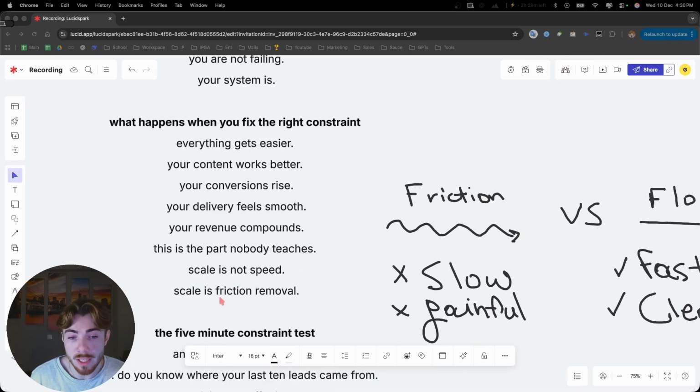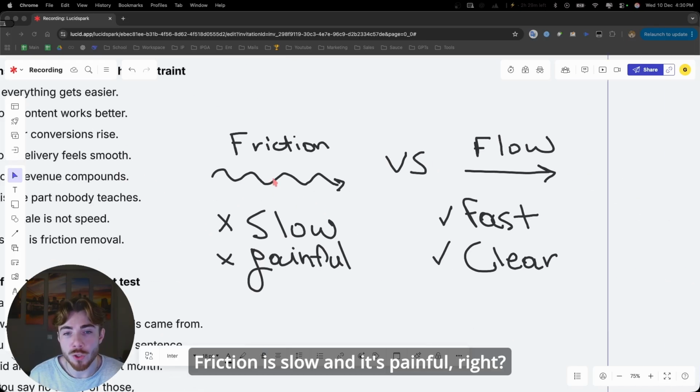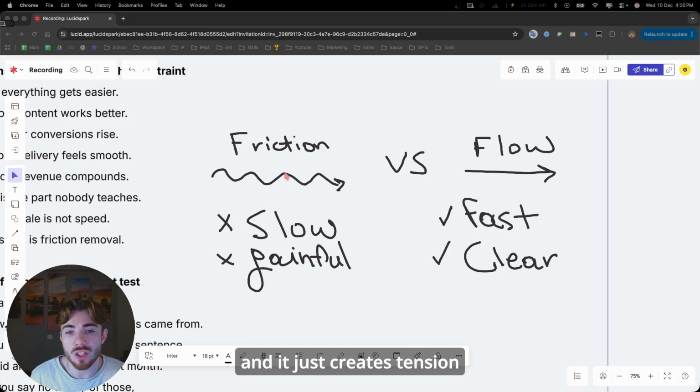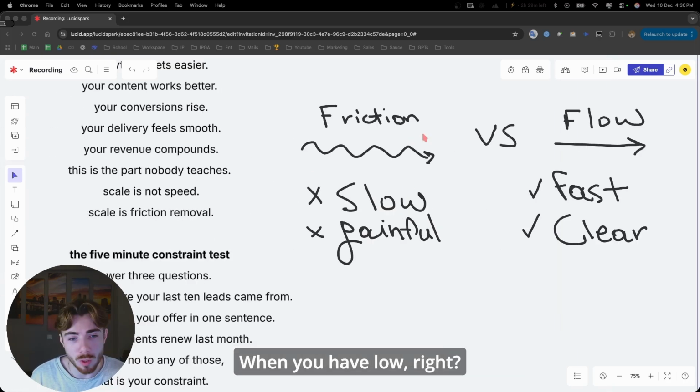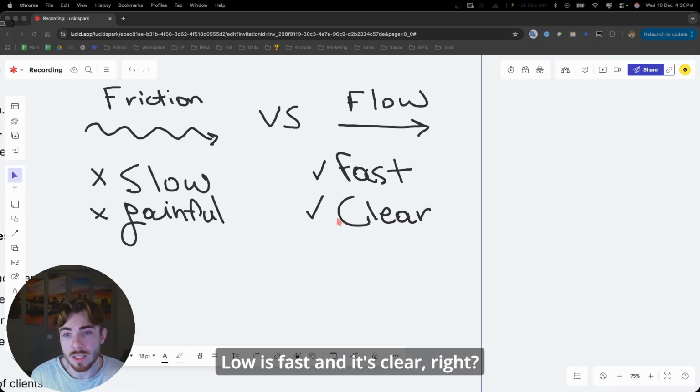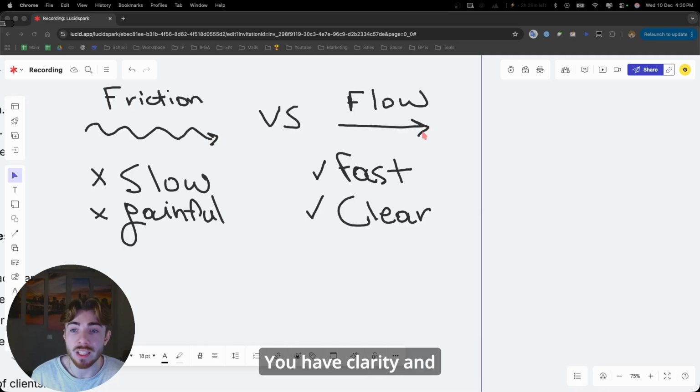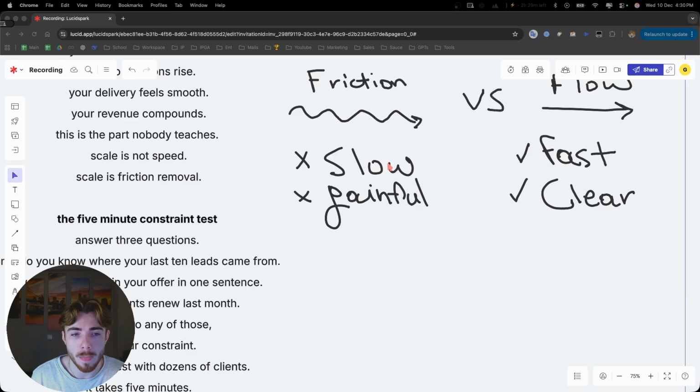Scale is not speed. Scale is removing the friction from your chains. Friction is slow and painful, because it creates tension and pressure, and you need a well-oiled machine that has no friction in order to succeed. When you have flow, flow is fast and it's clear. It's just one direction, straight. You know where to go. You have clarity, and you're going to get there fast.